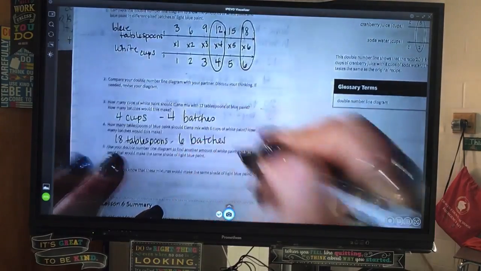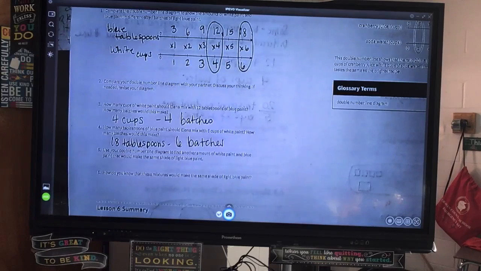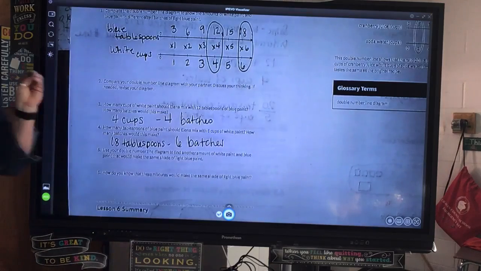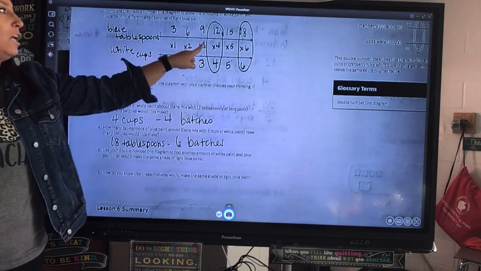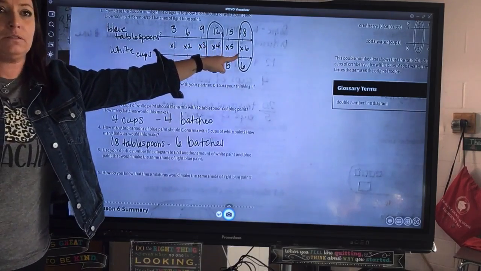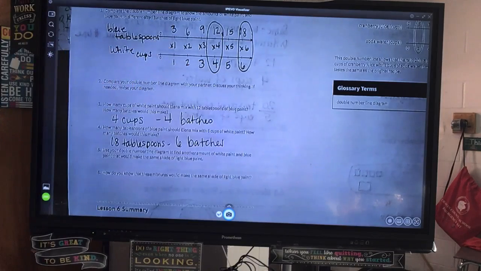Because if you multiply by... What's the number in the middle of our double number line? 6. Right. So we multiplied by 6. So again, guys, please be careful and understand this. This is the number of batches that you have. Okay? That's what that multiply by whatever means. That's the number of batches that you are creating.